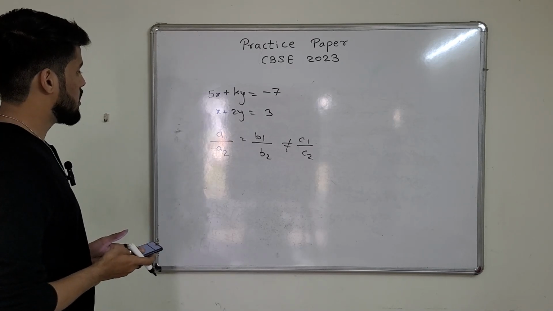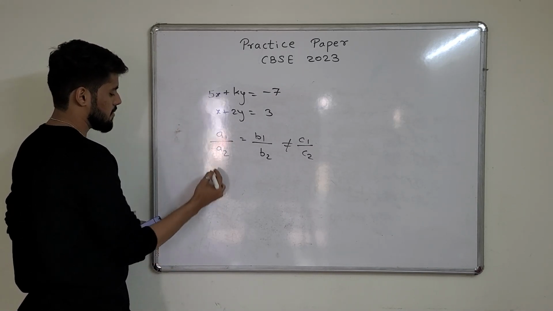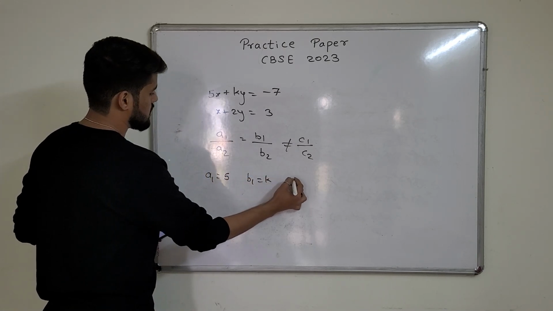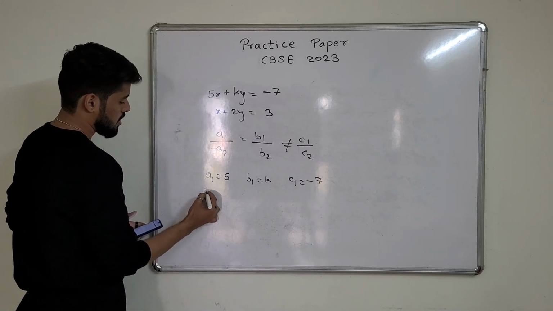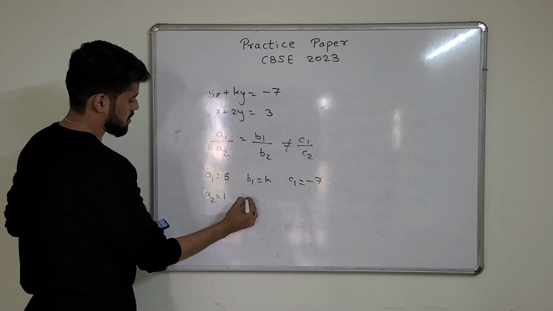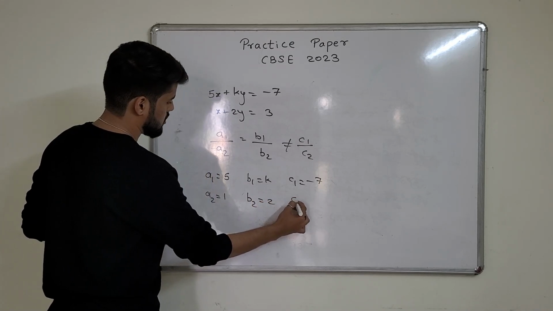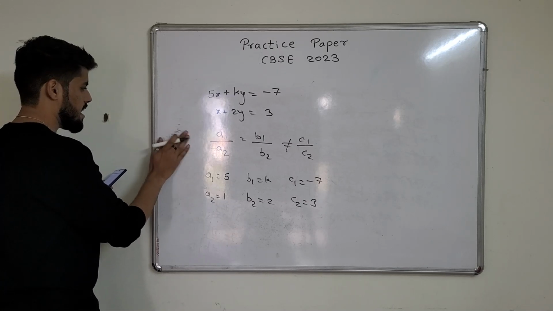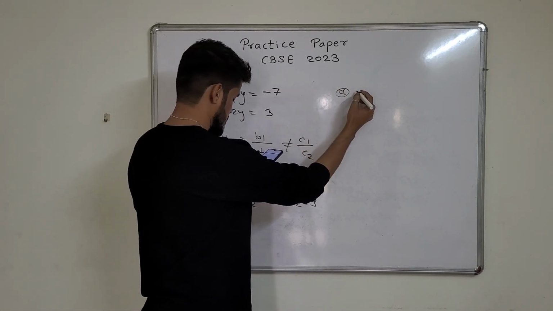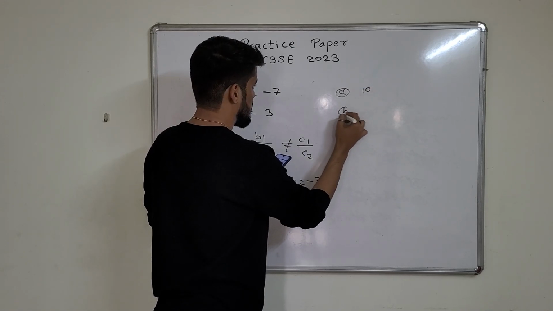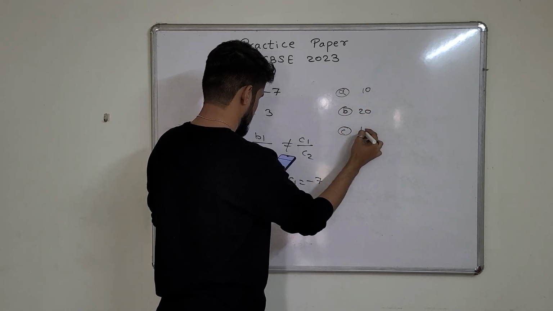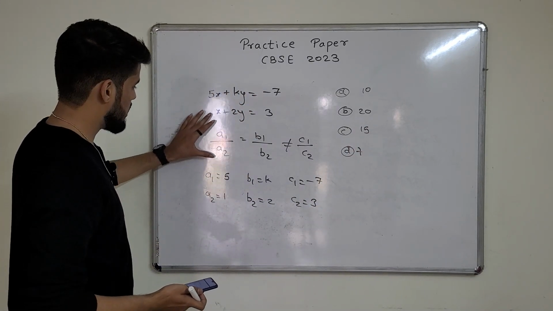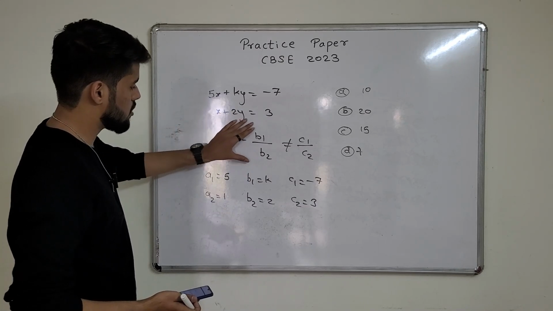So value of a1, यहाँ से a1 a2 के values निकाल लो. a1 का value है 5, b1 का value है k, c1 का value है -7. Value of a2 is 1, b2 का value हो जाएगा 2, c2 का value हो जाएगा 3. Options देखो, options we have are 10, b is 20, c is 15 and d is 7. Very simple.